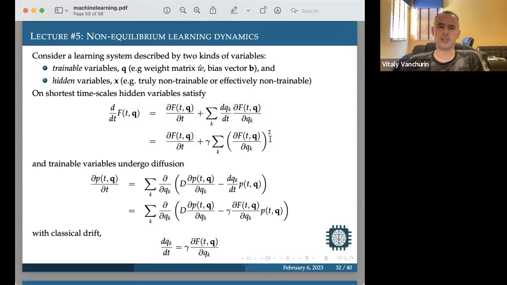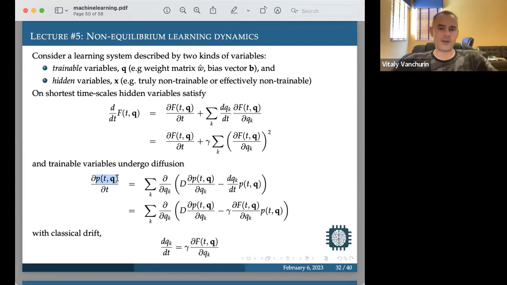And this equation is the equation for F, for the free energy. Now, the second equation is a diffusion equation, or Fokker-Planck equation, that tells you how the probability distribution over trainable variables changes with time. To understand what this is, you can imagine many computers that are all running the same simulation with the very same training data, but there is a stochasticity, there is a different random seed, and so they all evolve differently.